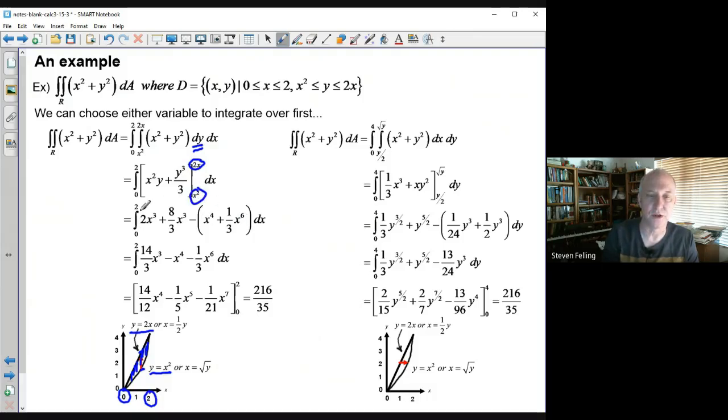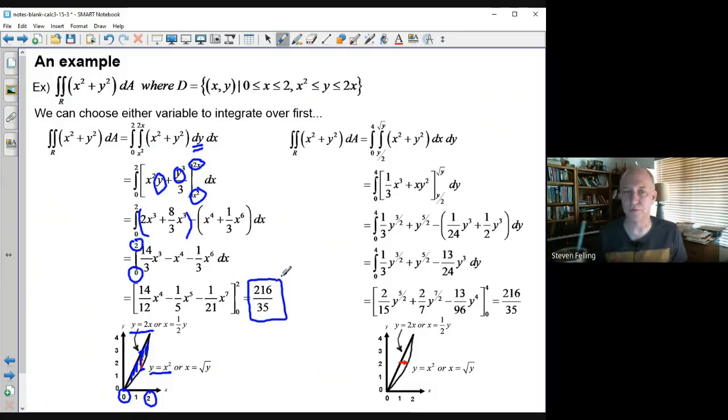So this is the function with 2x plugged in for the y, and also here, right? And then this is that same function with x squared plugged in for the y, 2x first and then x squared plugged in. And so after some simplification, you end up with this. A function of the outer variable x, 14/3 x cubed minus x to the 4th minus 1/3 x to the 6th. And so then we would do the outer integral. We take the antiderivative, and then we use the numerical limits of integration for the outer integral, to get 216/35. That's the final answer there.